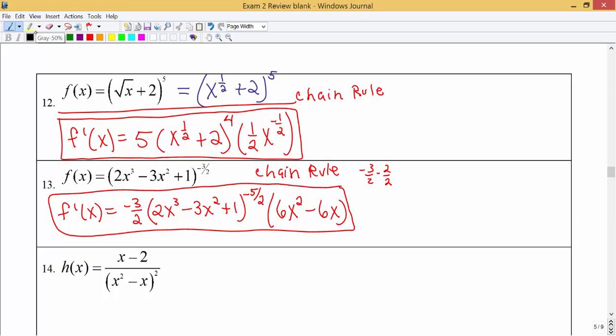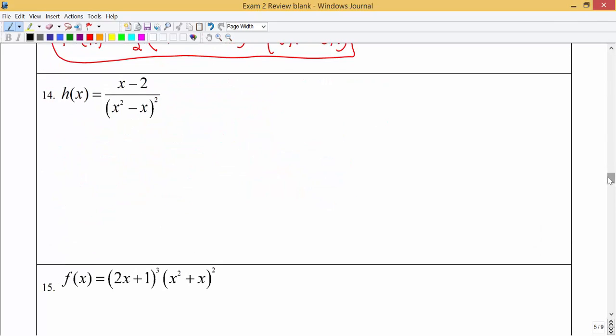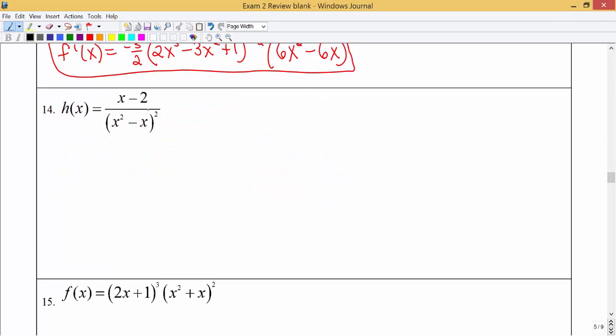Alright. Number 14, we can't use the chain rule because we don't have everything raised to the same power. We have this group raised to the power of 2, but the top group has nothing to do with the bottom group. So we're going to use the quotient rule first.